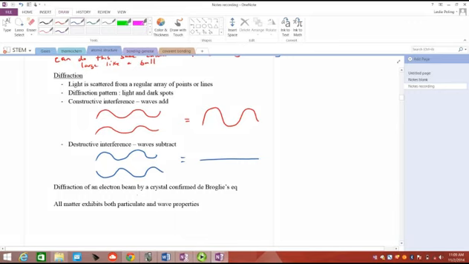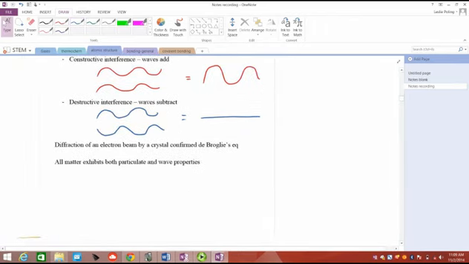Now, looking at the diffraction pattern of an electron beam that was diffracted by a crystal is what confirmed de Broglie's equation and confirmed that all matter exists of both particulate and wave properties.